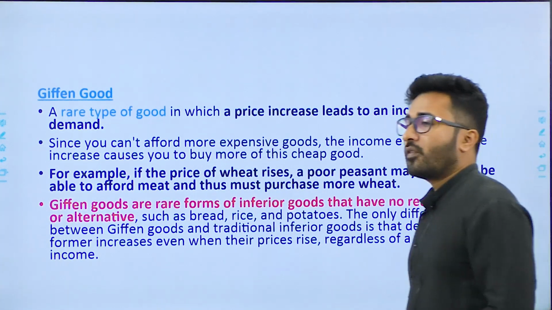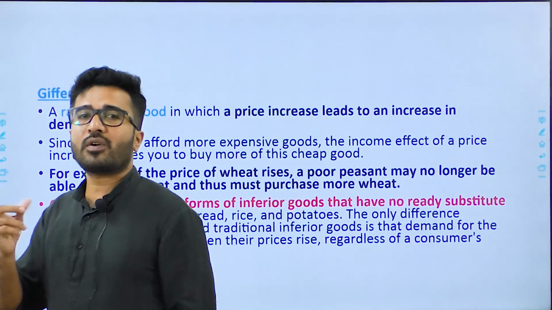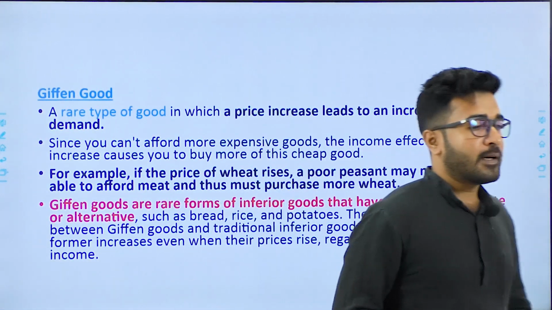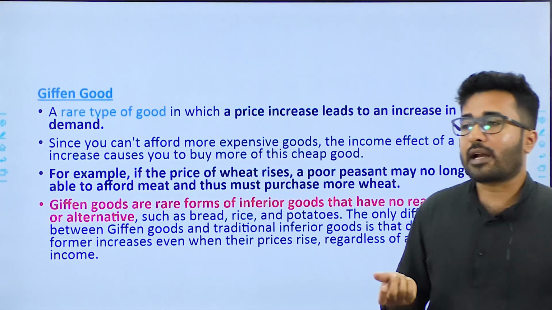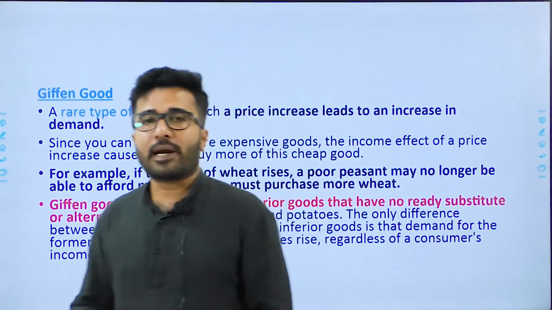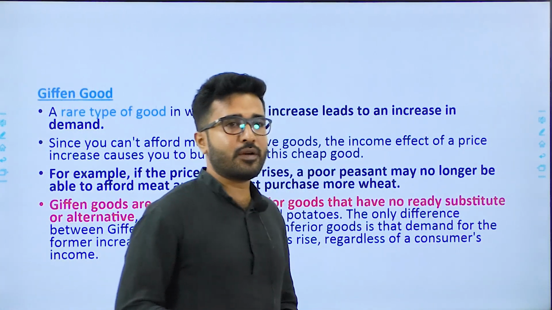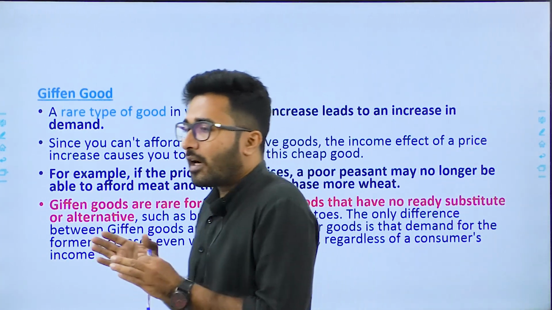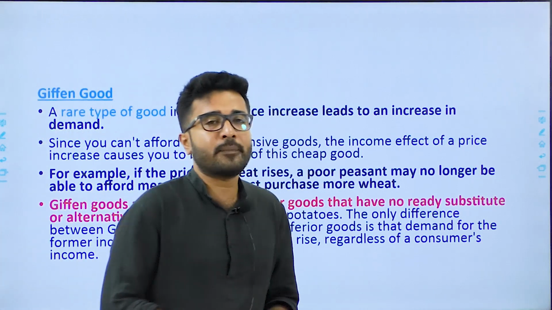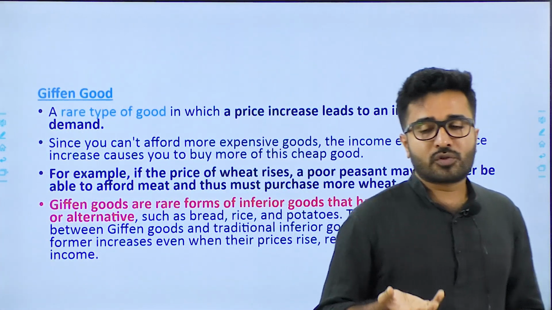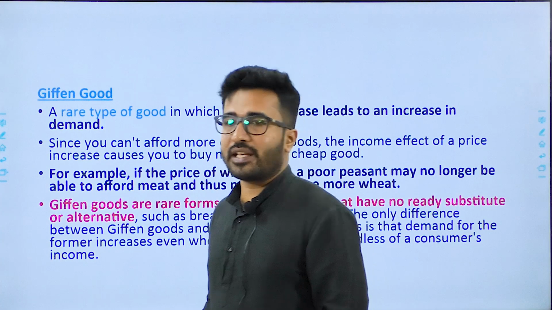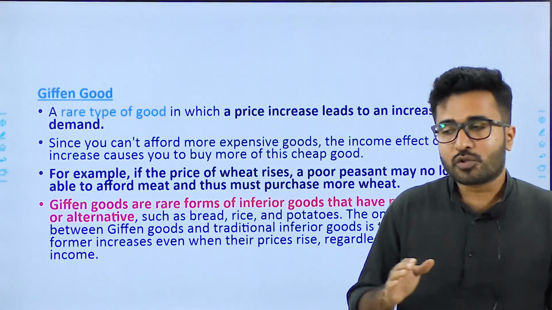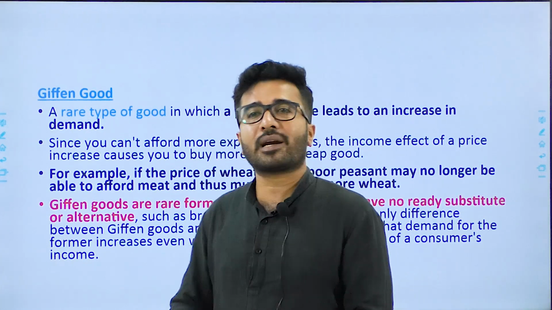Then Giffen good. We have talked about inferior good. A Giffen good is a rare case of inferior good. For example, a person who used to consume bread and jam three times a day. He is very fond of having this bread and jam, and according to his budget or his capacity, he can consume only bread and jam. So suddenly the price of jam got increased. Now he cannot afford to buy both bread and jam. So avoiding jam is okay, but avoiding bread is not a choice.